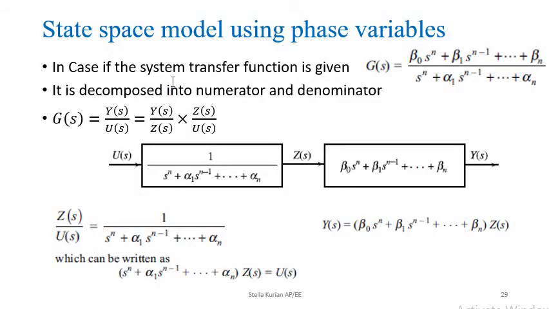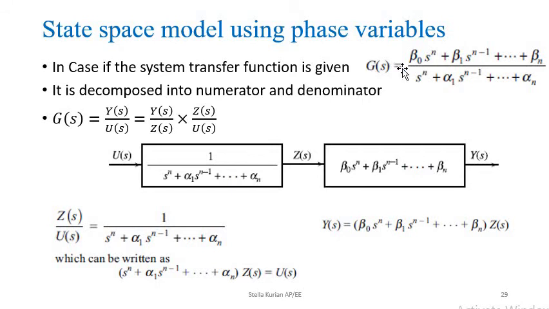In case a system transfer function is given like this, you can see that it has a numerator polynomial as well as a denominator polynomial. Here the order of the numerator polynomial and the denominator polynomial are the same. In case the numerator polynomial is of lower order than the denominator polynomial also, the procedure will be the same.